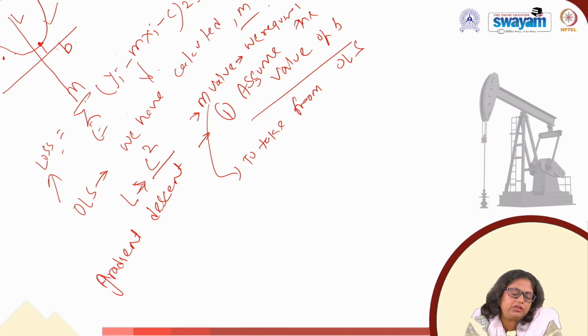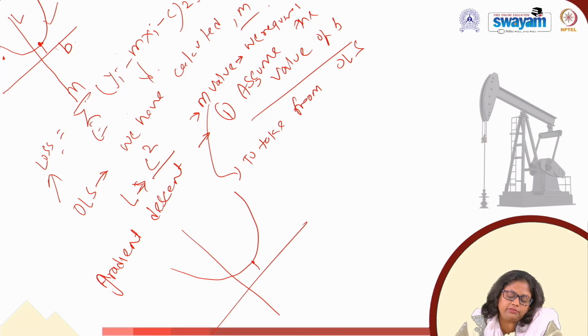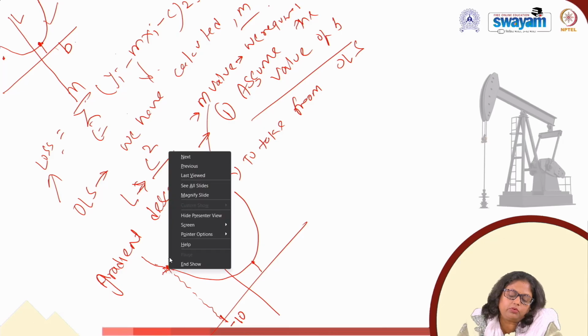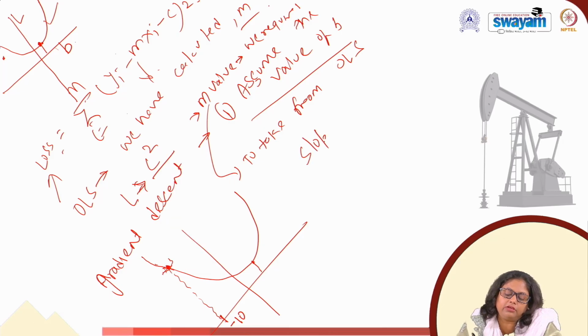When we are assuming the value of b, this is the one we have to reach. Assume I have assumed the value of b is minus 10, here it is somewhere. So I will be going up. You reached this point. To reach here, this is the slope. Assume the slope at this point is minus 40. So seeing this equation, how are we going to do this one?